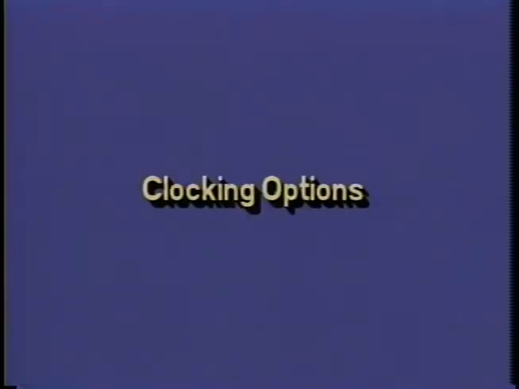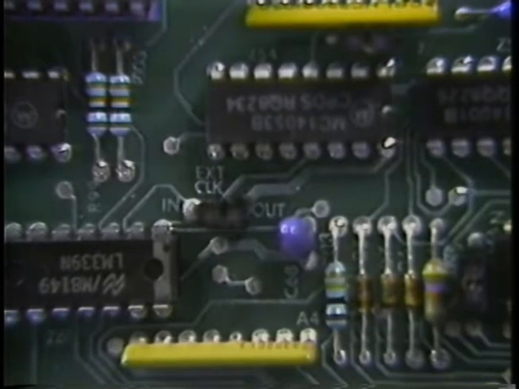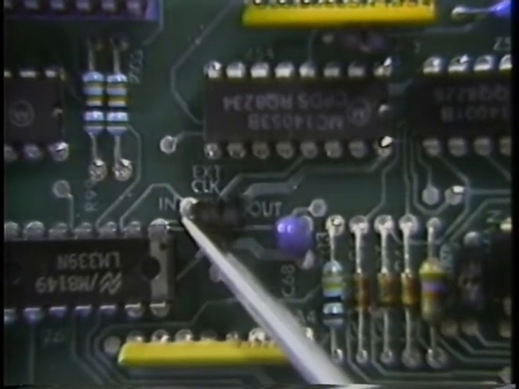The clocking options apply to synchronous modems only. Internal clocks are used for most point-to-point and multipoint circuits. A modem with the internal clocking option provides clock to the terminal or computer on pins 15 and 17.